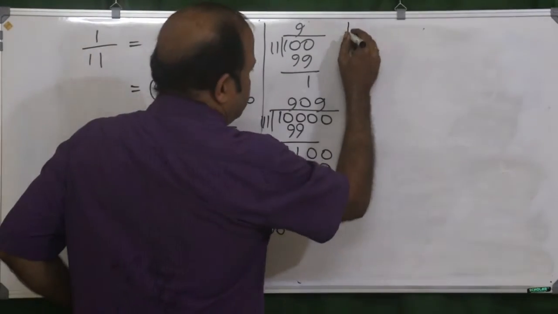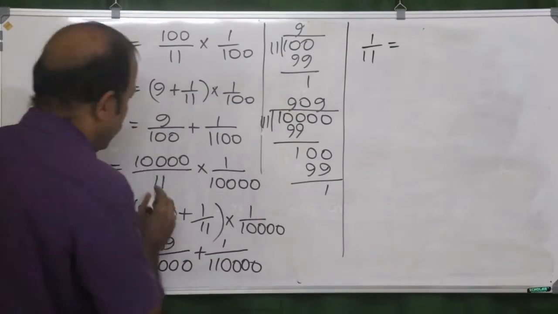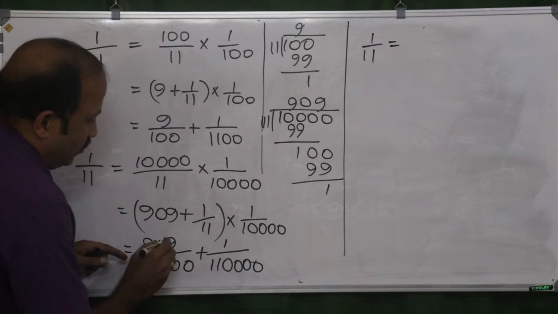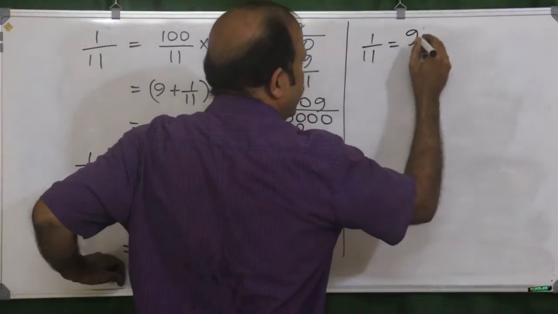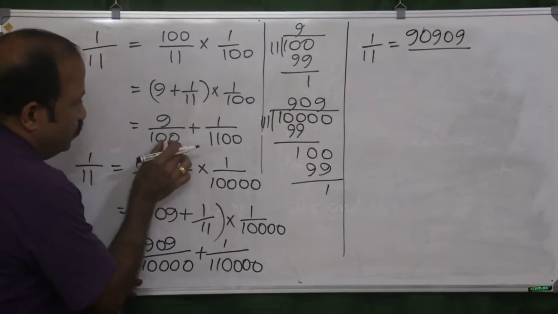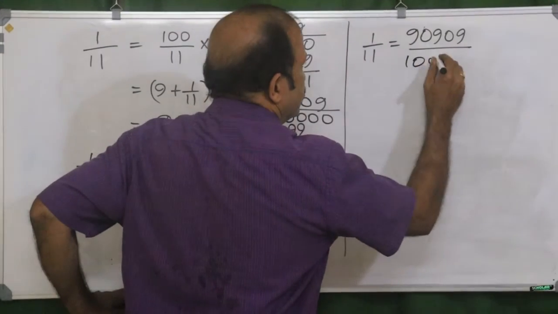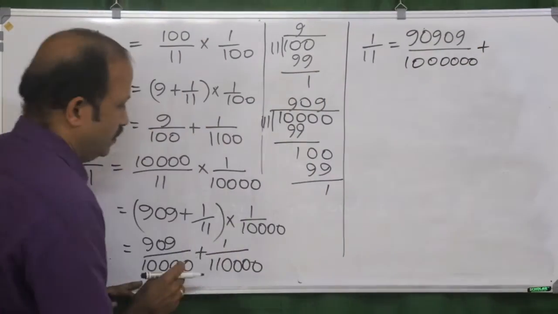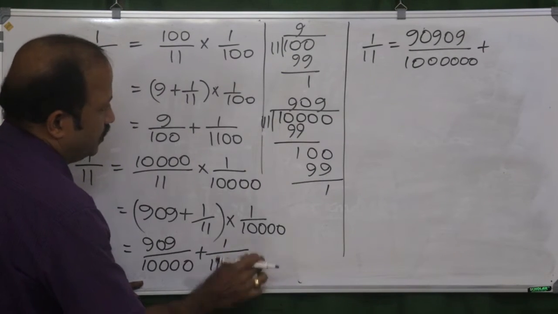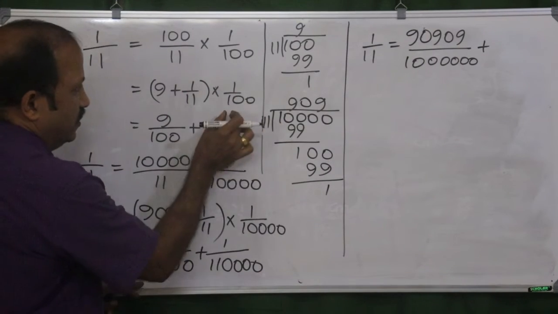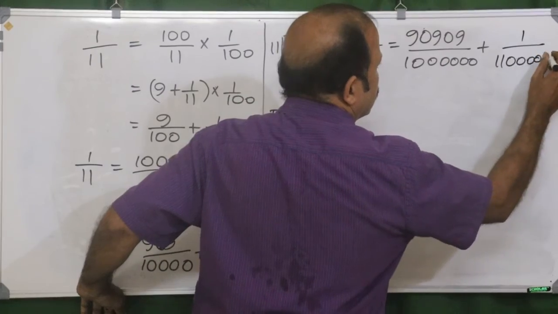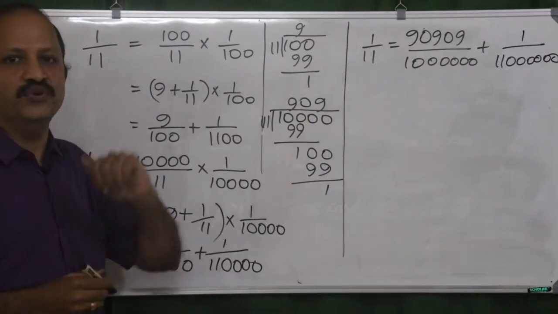So we can write 1 by 11 is equal to first 9 by 100, then 909 by 10,000. Next, one more 09 will come, isn't it? 909 divided by first 100, then 10,000, two zeros, then four zeros, next six zeros, plus 1 by 1100, 1 by 110,000. Here two zeros, here four zeros, next six zeros. Here 11, here also 11, next also will be 11, 1 by 11, then six zeros. Yes, this way it is continuing.